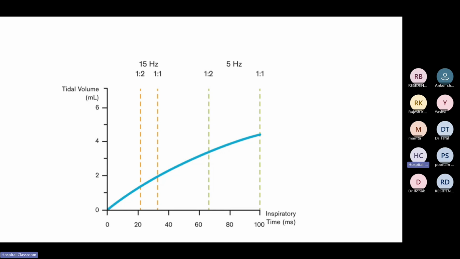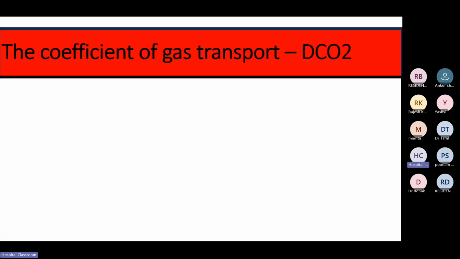Okay, so this figure also, if you see carefully, when I keep an I/E ratio of 1:1, the tidal volume which is delivered is somewhat higher as compared to the I/E ratio of 1:2, where the tidal volume will be less, because there is lesser time available for the inspiratory cycle, so the tidal volume delivered will be less. Okay, then comes the coefficient of gas transport, or DCO2.